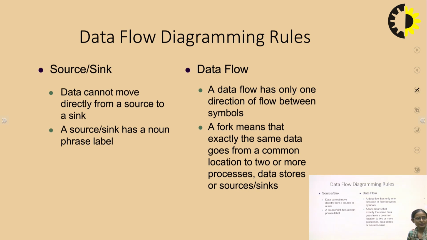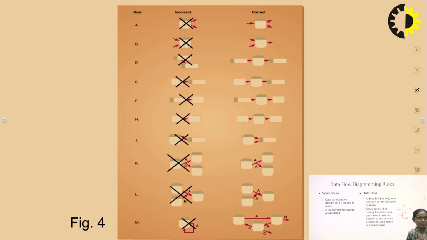For the source and sink, data cannot move directly from a source to a sink; there should always be a process. A source or sink has a noun phrase. For the data flow, a data flow has only one direction of flow between the symbols; that is, this is not permissible. Yes, we can use the fork, that is permissible. A fork means that exactly the same data goes from a common location to two or more processes, data stores, or sources and sinks. So this is permissible.